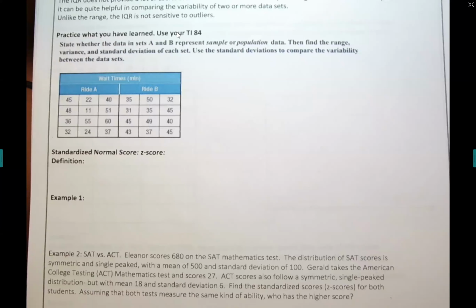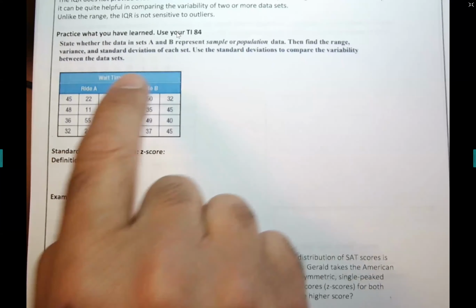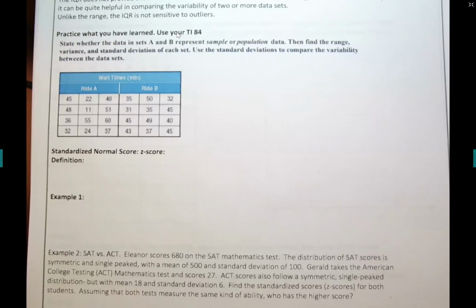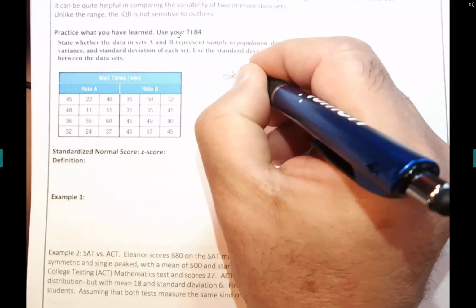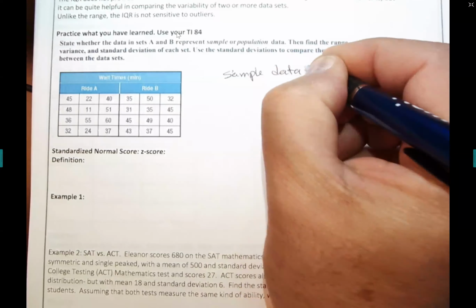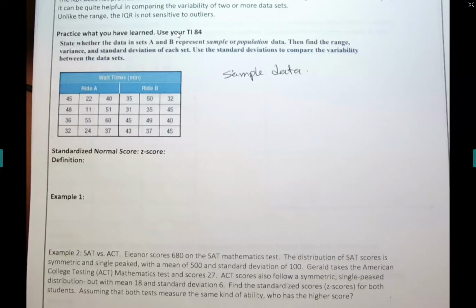Use your TI-84. State whether the data in sets A and B represent sample or population. Well, what do you think, guys? Wait times for rides. Is this a sample data or a population data? Do you guys agree this is data from a sample? Because the wait time on rides, we have millions of people. So it is a sample data. Most data that you're gonna work with originates from a sample.